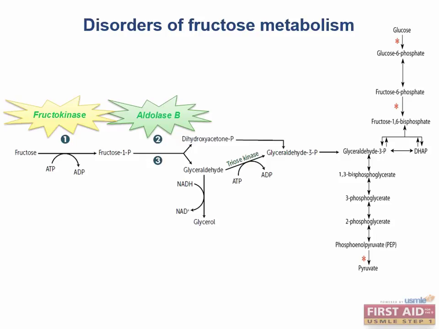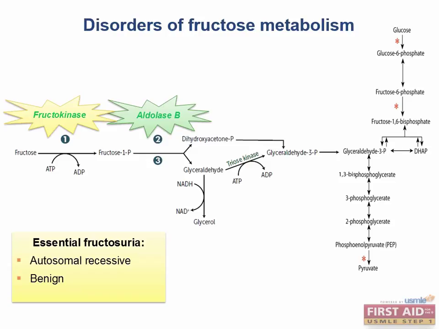What happens when you're missing key enzymes in this pathway? Essential fructosuria is an autosomal recessive defect in fructokinase. If you're missing fructokinase, what happens? Well, fructokinase is the enzyme that phosphorylates fructose after it enters a cell, and it's this phosphorylation that prevents the fructose from crossing the cell membrane and leaving the cell. Therefore, without this enzyme, there's nothing keeping fructose in the cell, so it just washes out in the urine. Well, big whoop. Thankfully, this is a benign and asymptomatic condition.